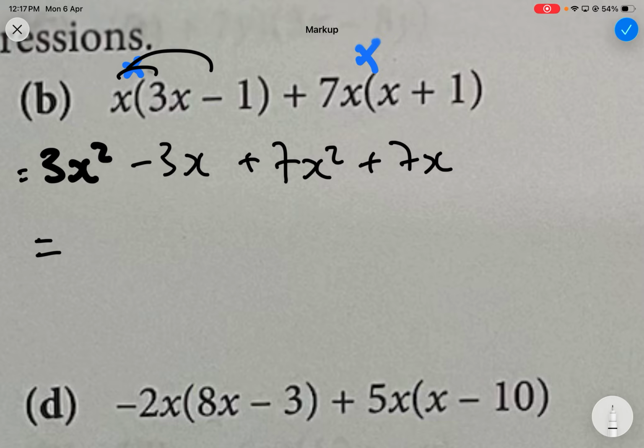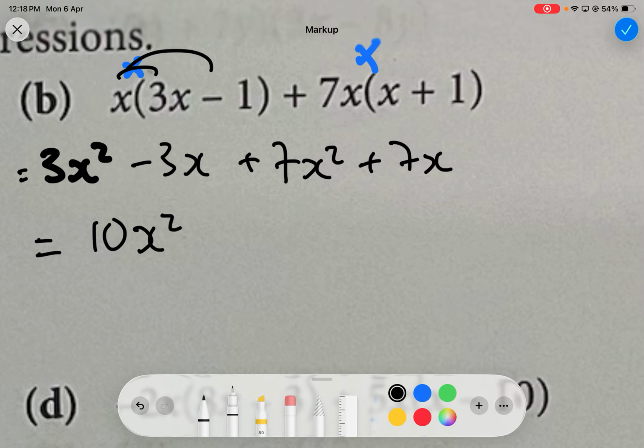How did we get that? 3x squared plus 7x squared. How many x squared are there? Yes. X times -1. Positive times negative. So it's x, not 3x, sorry. Very good.